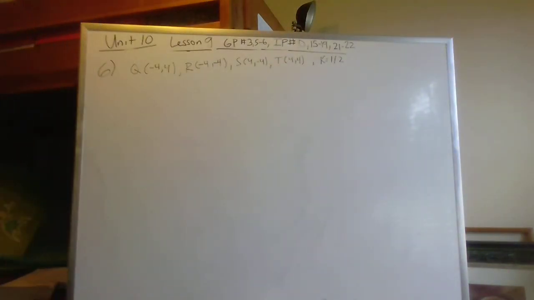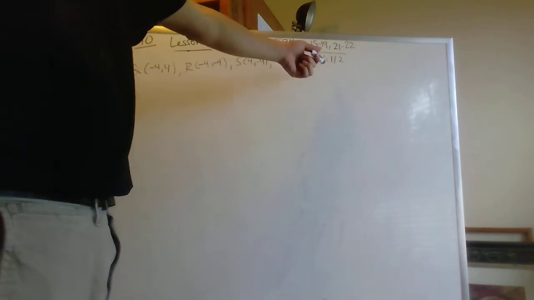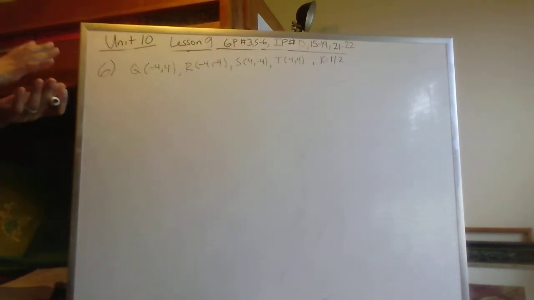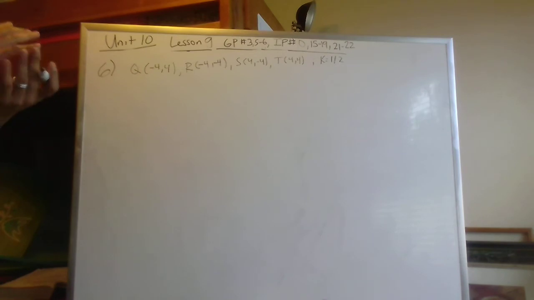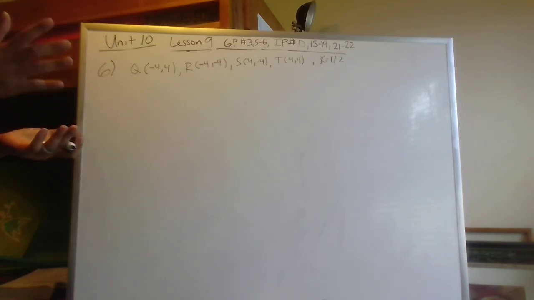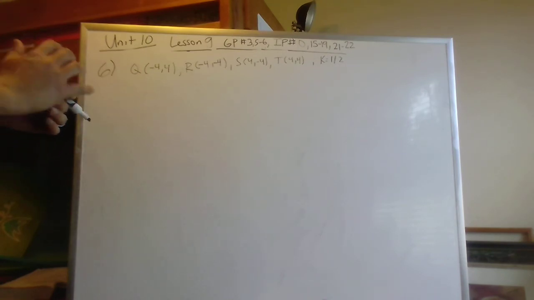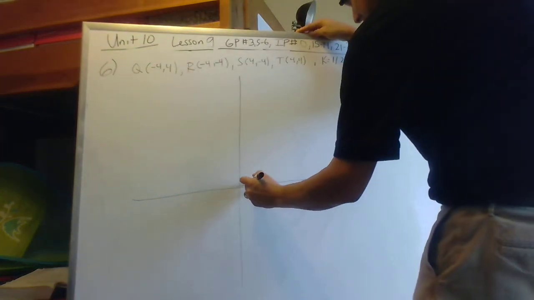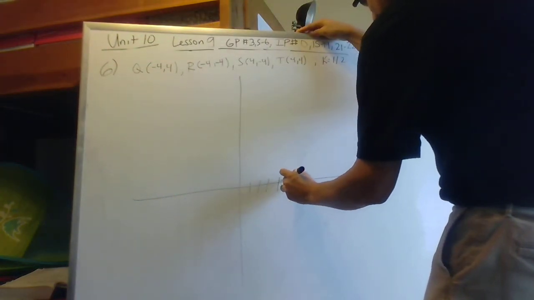So it's the same type of problem. We have a scale factor of 1/2. So if you have a scale factor of k less than 1, that means it's going to be a reduction. If it's greater than 1, it's going to be an enlargement. I'm going to just draw it on this big axis.